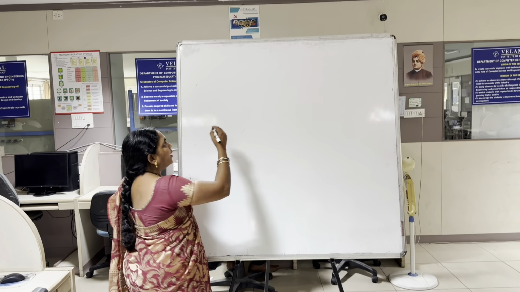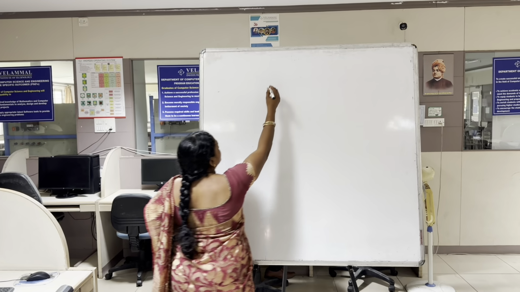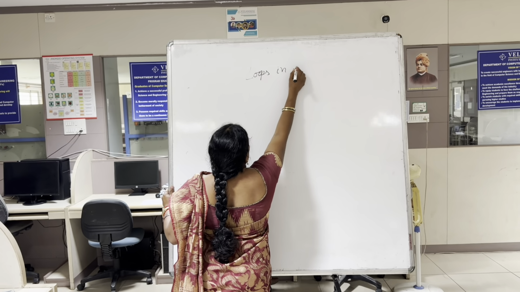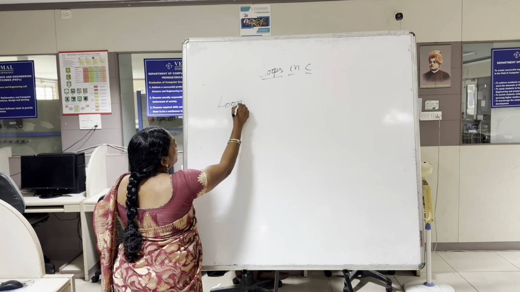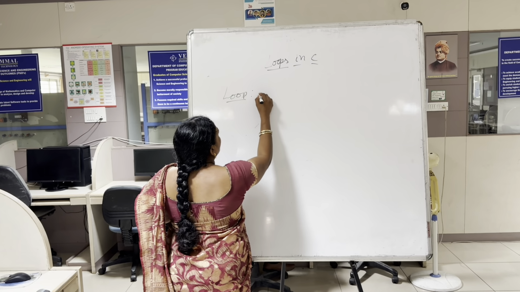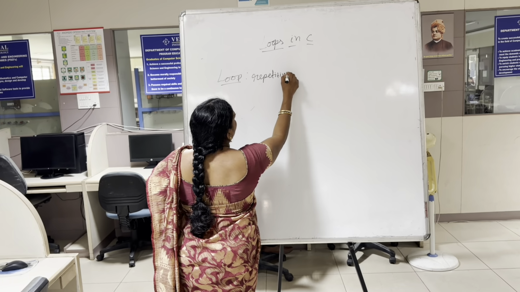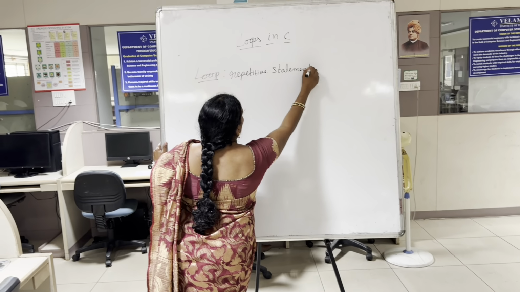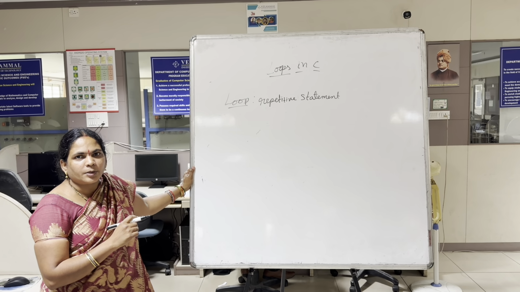Hello everyone. Now the topic we are going to discuss is loops in C program. Loops in C. So what is a loop here? A loop is a repeating statement or a repetitive statement. What does a repetitive statement mean?